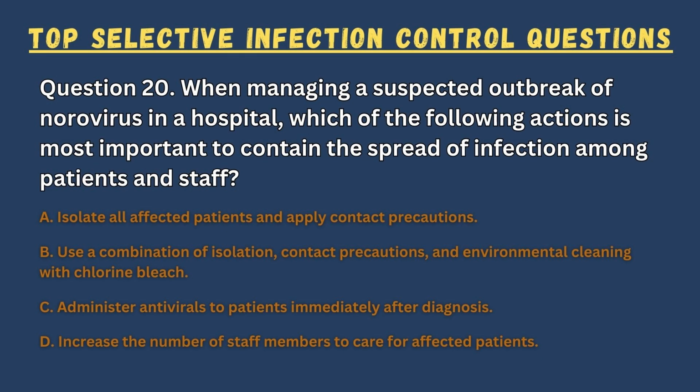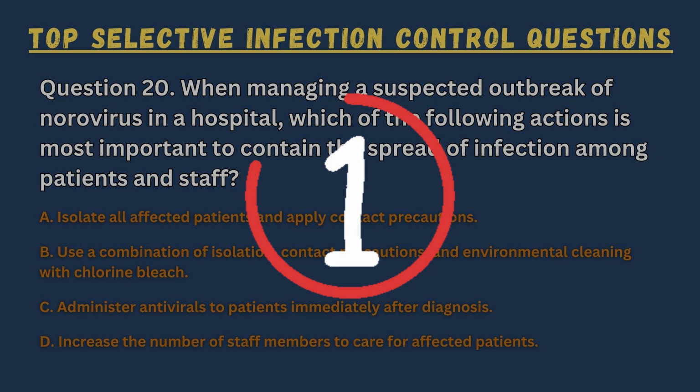Question 20. When managing a suspected outbreak of norovirus in a hospital, which of the following actions is most important to contain the spread of infection among patients and staff? A. Isolate all affected patients and apply contact precautions. B. Use a combination of isolation, contact precautions, and environmental cleaning with chlorine bleach. C. Administer antivirals to patients immediately after diagnosis. D. Increase the number of staff members to care for affected patients. Answer.